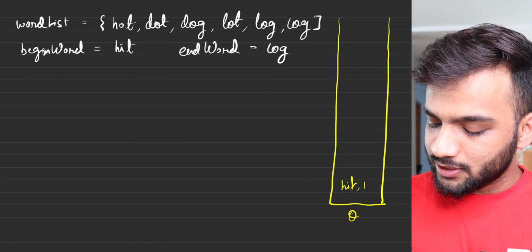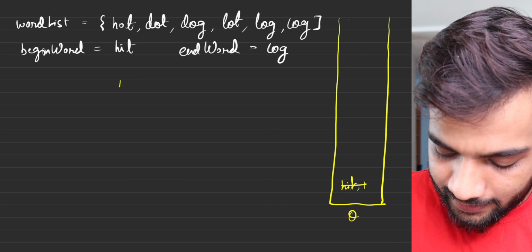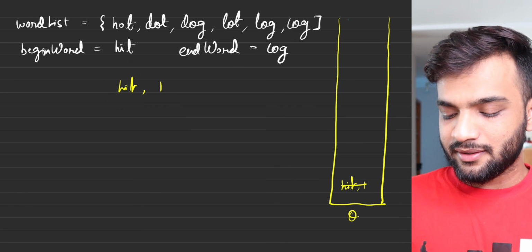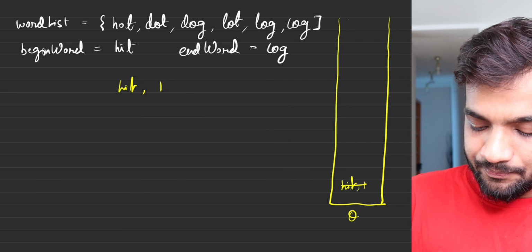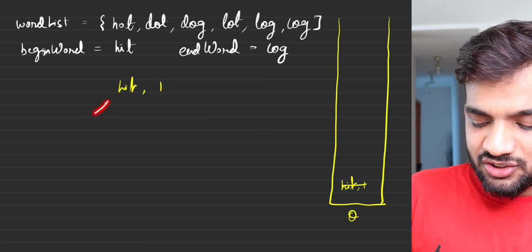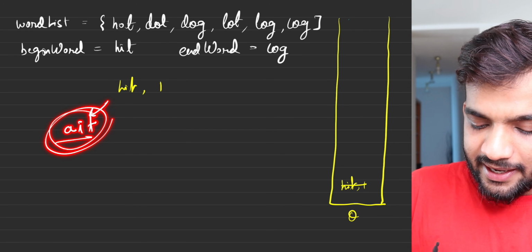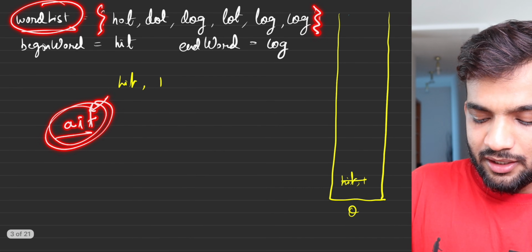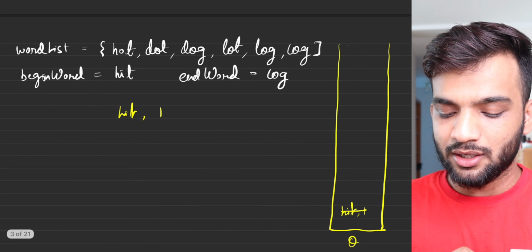The next thing I'll do is take this out from the Q data structure and start working on it. As of now, we have the word hit and the sequence length as 1. Now I need to take H and change it to A, which will make it AIT. And then I'll check, does AIT exist in the word list? Now this is an array. If I do a linear search and check, that is definitely going to take a lot of time.